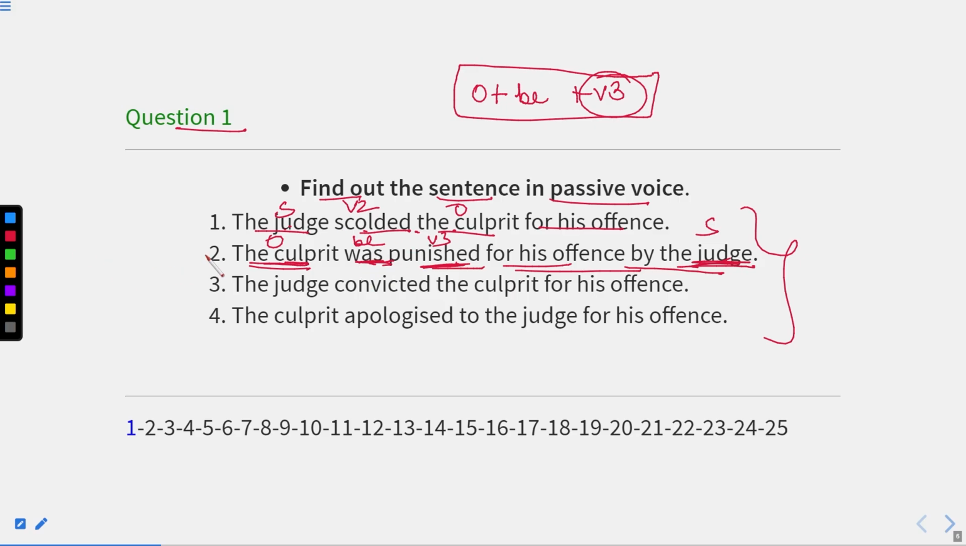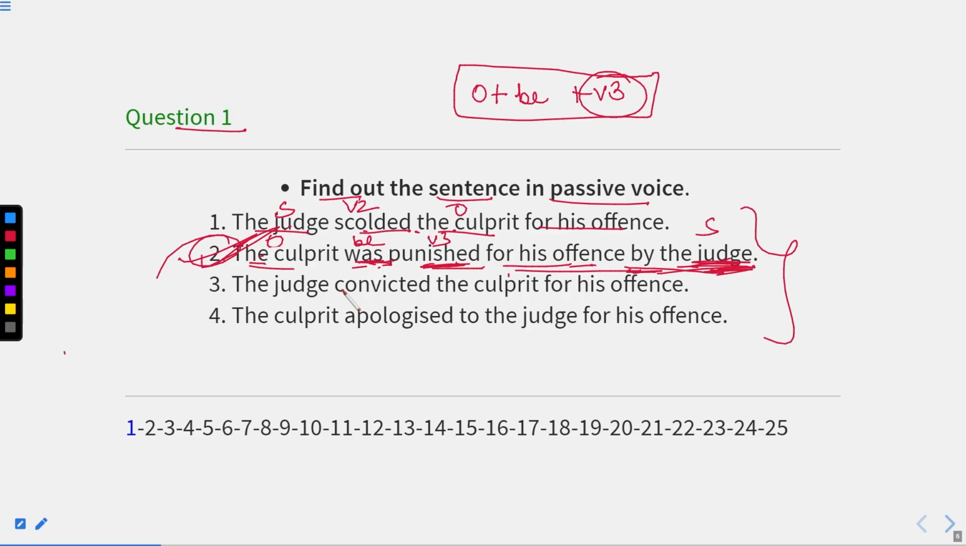Now if you see the second sentence, it contains each and every requirement of passive voice. First of all, object on the subject place, then we have was, that is the past form of be, and then we have verb third form of the main verb. Now for his offense by the judge, and this judge, or the subject, is behaving like an agent in the sentence, which we have shown with the preposition by. Therefore the second sentence is the correct answer.